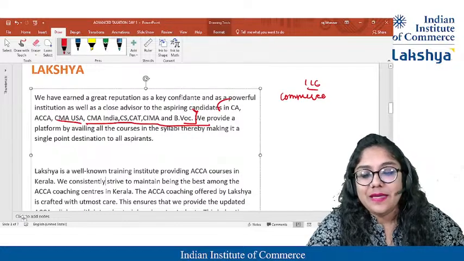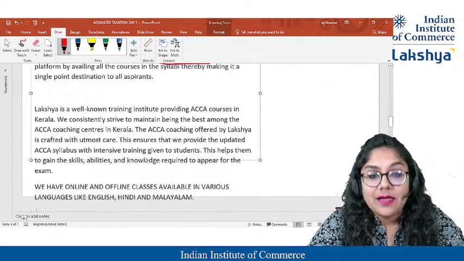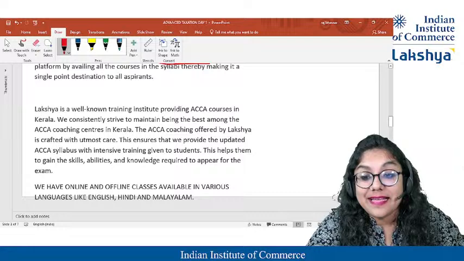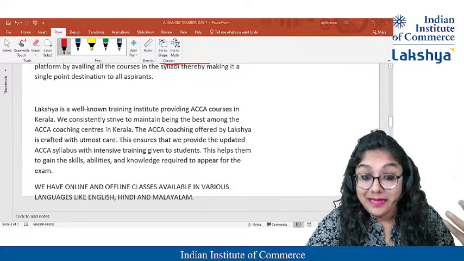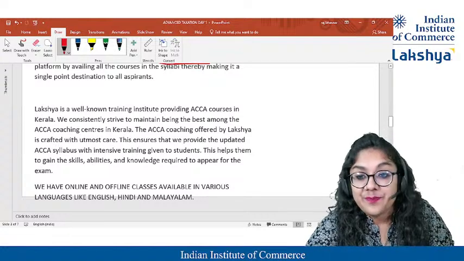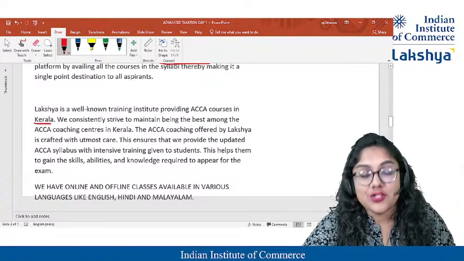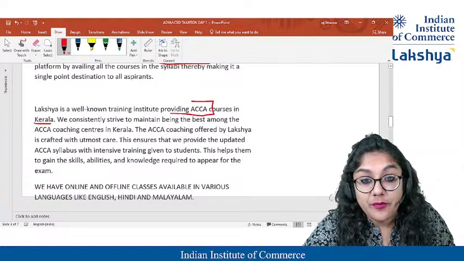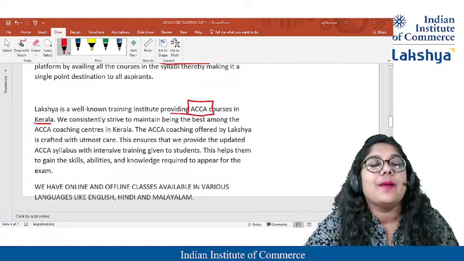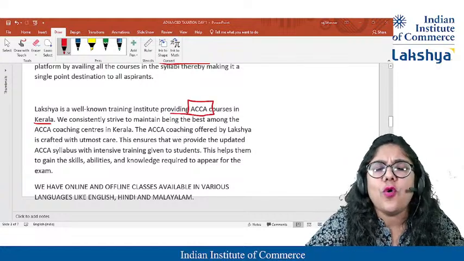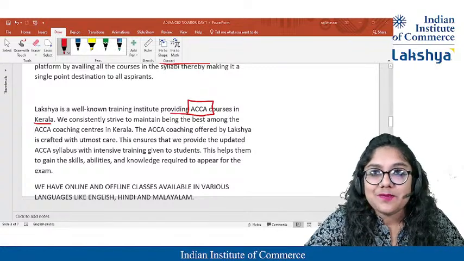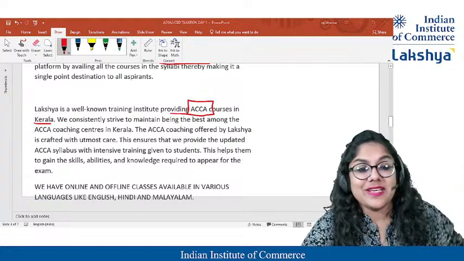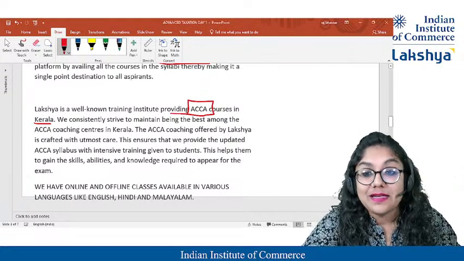When I talk about Lakshya, I don't even need to explain, because the students who are from Kerala probably know it. Lakshya is a super renowned institute for ACCA courses in Kerala, because we have captured a huge market there. Lakshya is like a family to Kochi, literally a family to Kerala.